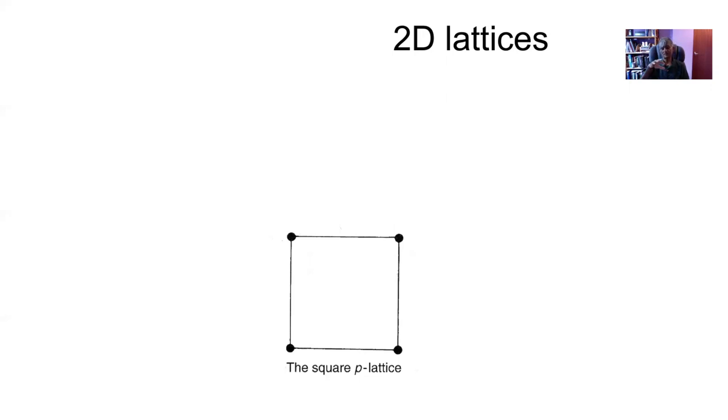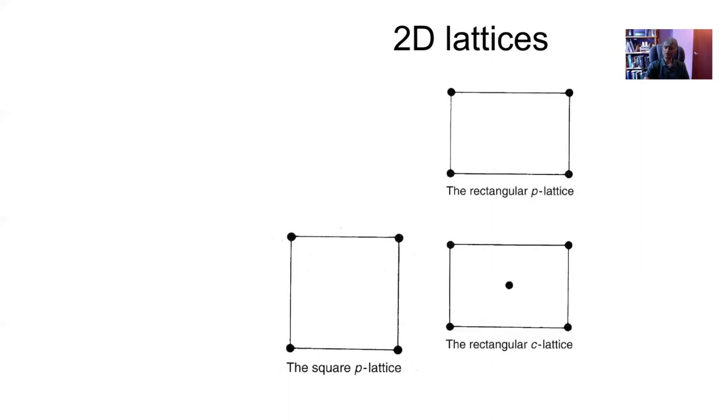And if I repeat this pattern in two dimensions, I will generate an array of square points. So these points are known as the lattice points because each one of them is exactly equivalent to the other, and the environment, if I stack these cells together, would also be identical for every one of those lattice points.